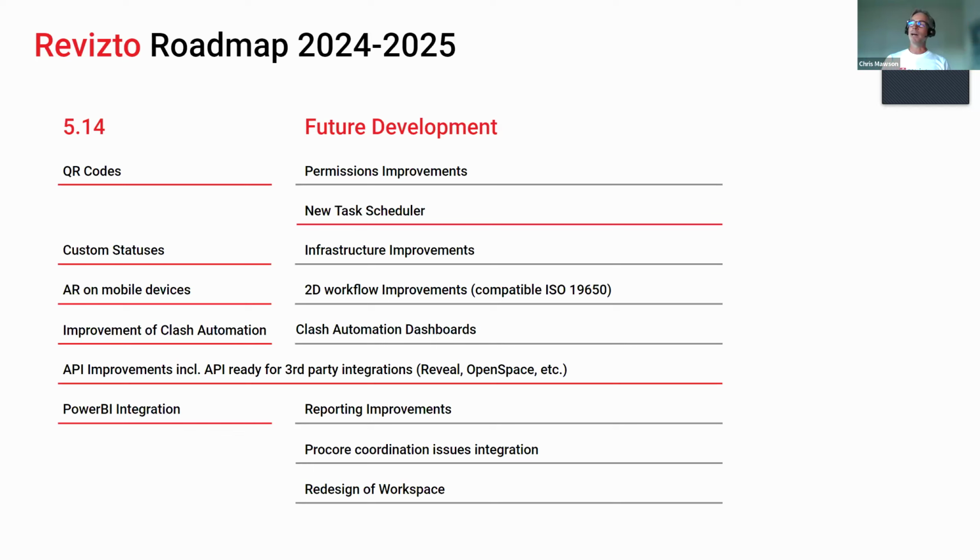New task scheduler won't be out in 5.14, I don't think, but it's coming. It's been rebuilt from the ground up. You're going to be able to do heaps more stuff in here. So you're going to be able to push the models, which you can do now, but you're going to be able to do clash automation. So literally be able to do all of the grunt work, all the manual work that we all hate doing. You're going to be able to automate that. So we're getting more efficiencies out of the software as well.